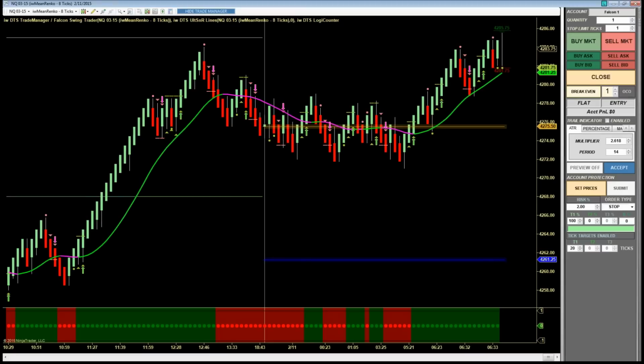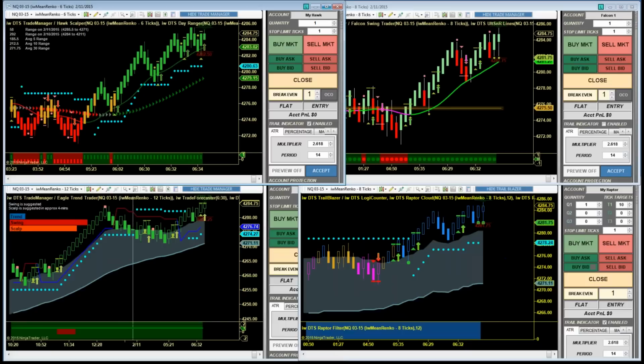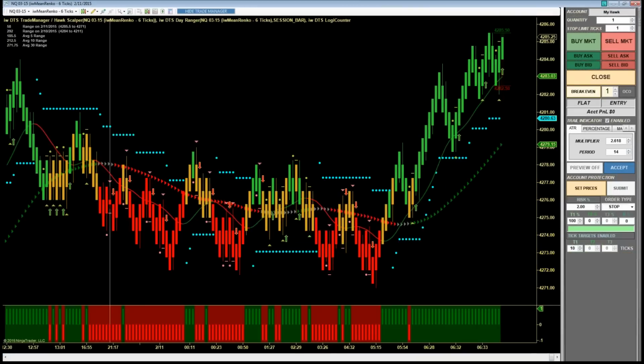Here is our Falcon Swing Trader, and you can see a slightly different look, but the signals all develop the same way again. We're going to get this warning dot when the signal starts to develop, along with an audio alert. Once the signal is complete, we're going to get a triangle and a hash mark. And that tells us that we now have a tradable signal. It's time for us to make a decision.